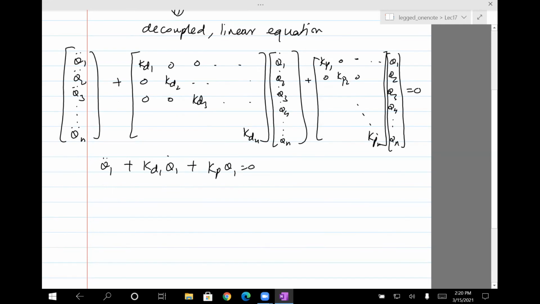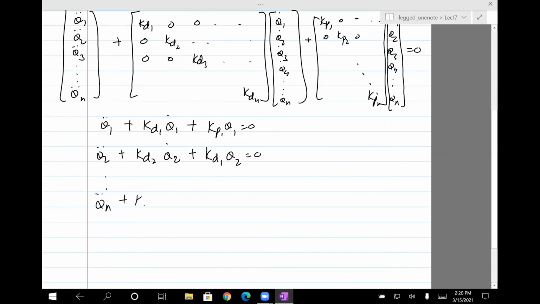Okay, so it's a linear equation. Theta 1 does not depend on theta 2. Same for theta 2. And they keep going till theta n. So these are, as I said, linear decoupled equations.